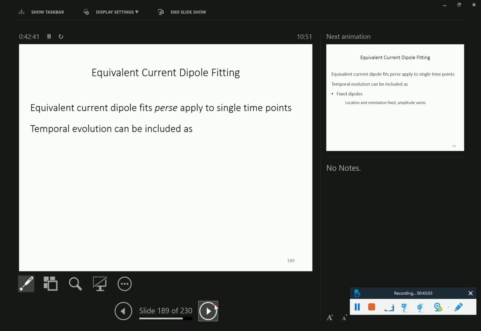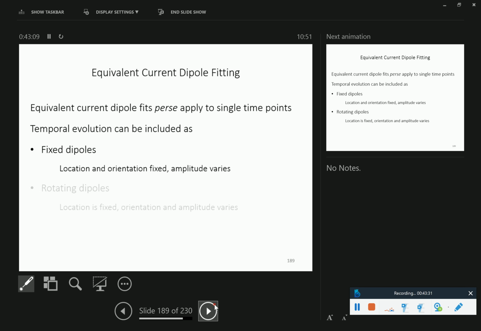Now the time domain is gone, so what can one do about temporal evolution? There are different things. One way is that one fixes the dipoles, so that one fixes the location and orientation throughout the period of the ERP that one wants to explain, and just lets the amplitude vary. This is basically the stuff that is done in DCM for ERPs, and the stuff that we did then in rewriting DCM for ERPs in 2016.